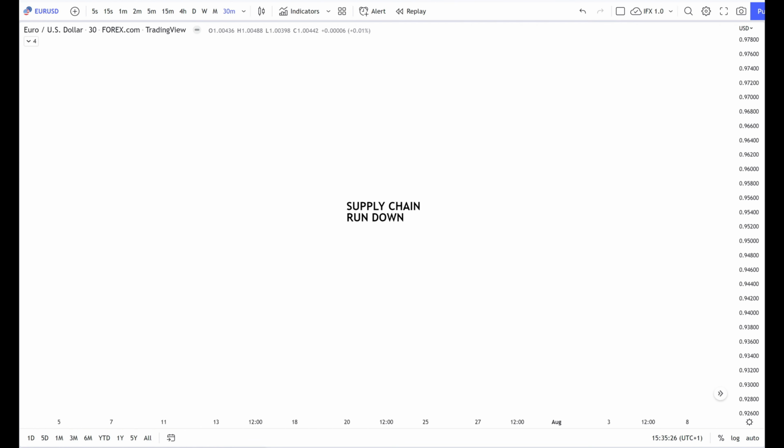So we've had a look at demand chain examples in the past. I will put that in the link or somewhere up the top right hand corner now. Definitely have a look at that. And now we're going to look at the same sort of format, but for a supply chain rundown.